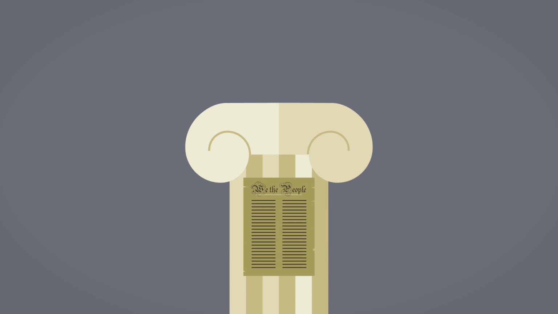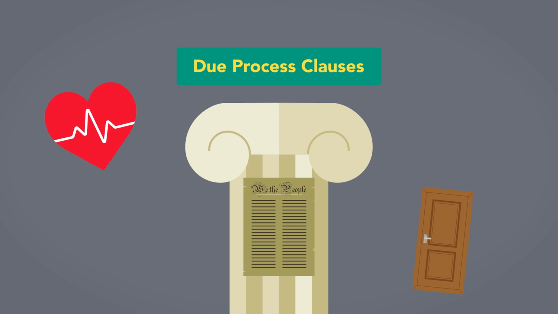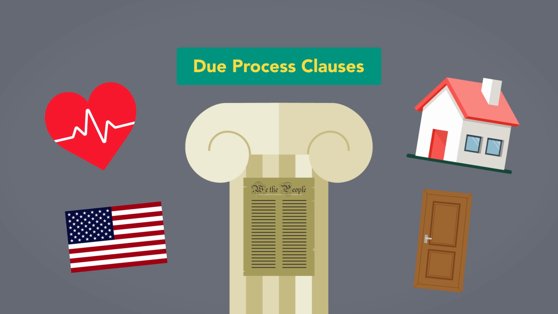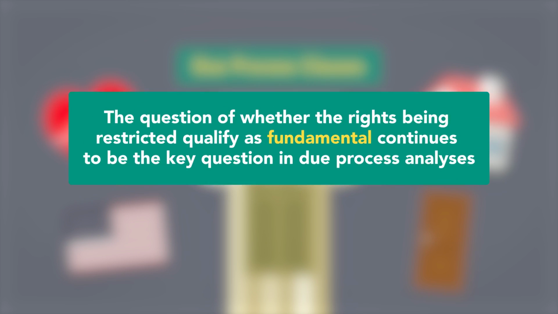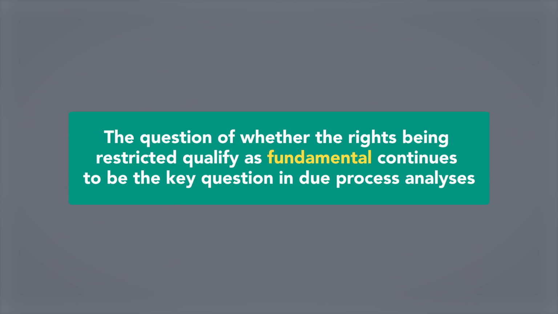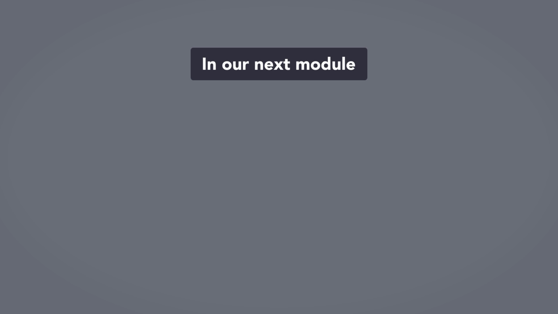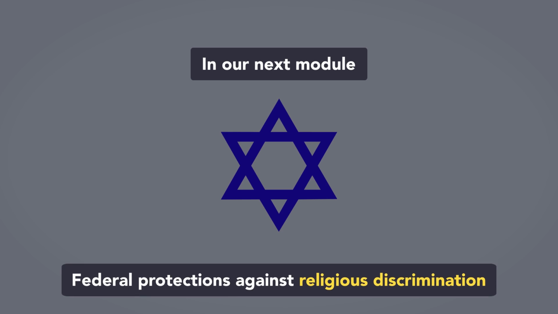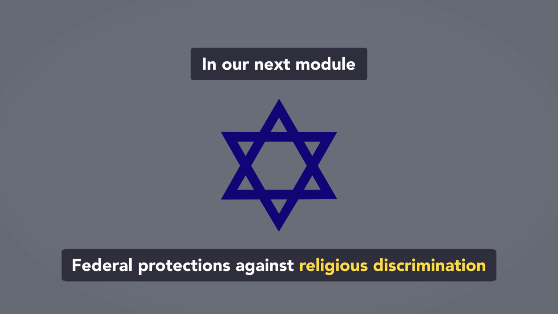The due process clauses of the Constitution are among the most important rights-granting clauses in the document, and their scope and reach are exceedingly broad, covering many different rights. In case after case, the question of whether the rights being restricted qualify as fundamental continues to be the key question in due process analyses. In our fourth module on civil rights, we will discuss federal protections against religious discrimination.